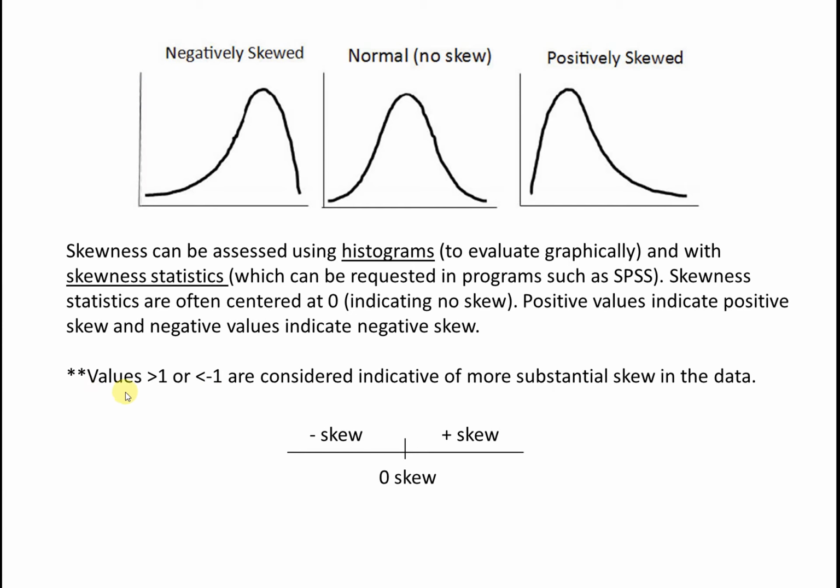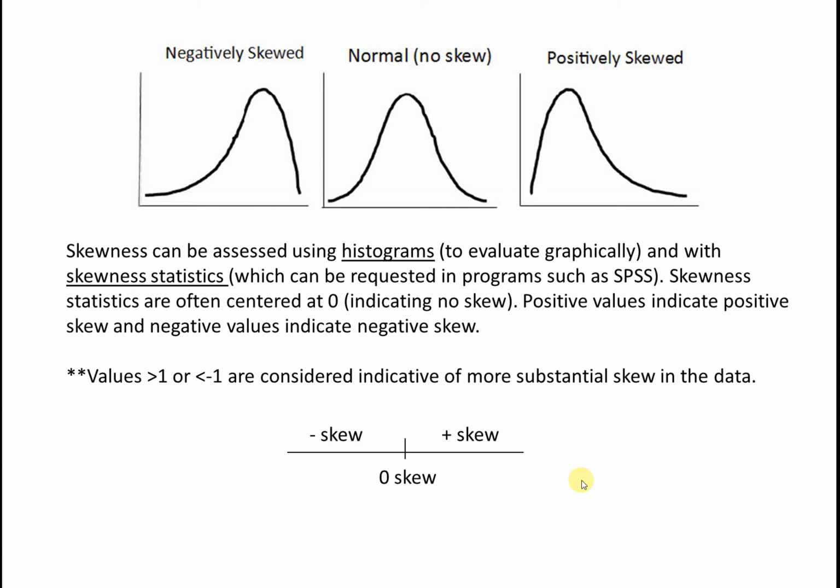And just as a rule of thumb, values that are greater than 1 or less than -1 might be considered indicative of more substantial skew in the data. So you've got a greater departure from normality with your data, at least with respect to the skewness dimension.